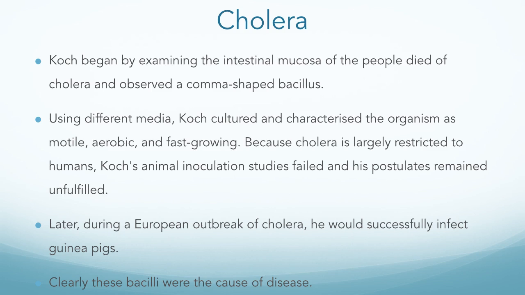So Robert Koch used different culture media and tried to cultivate the organism on the media. After cultivating the organism, Robert Koch observed that these bacteria were motile, aerobic, and fast growing. And because the bacteria were fast growing, the spread of the bacteria became very easy.